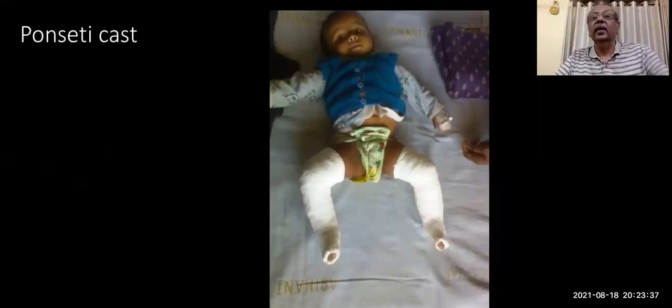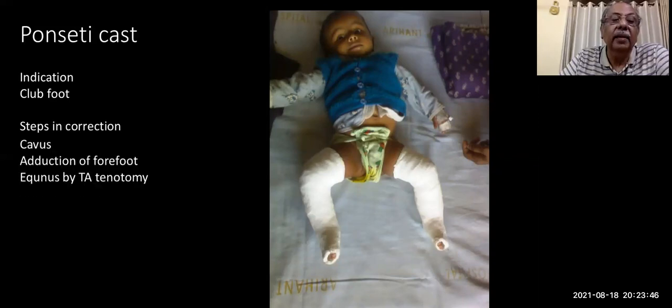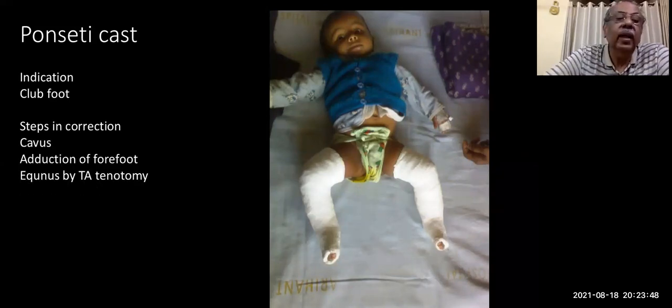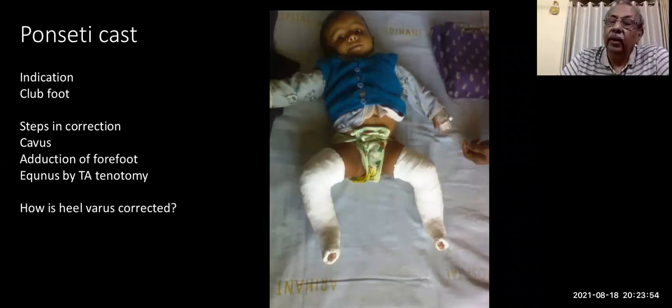So this is, you all know this. So it is a Ponseti cast. Indication, clubfoot, and the steps in the correction you should know. It is the cavus, then adduction, and equinus is corrected by TA tenotomy. And how is heel varus corrected? That is a common question that is asked.